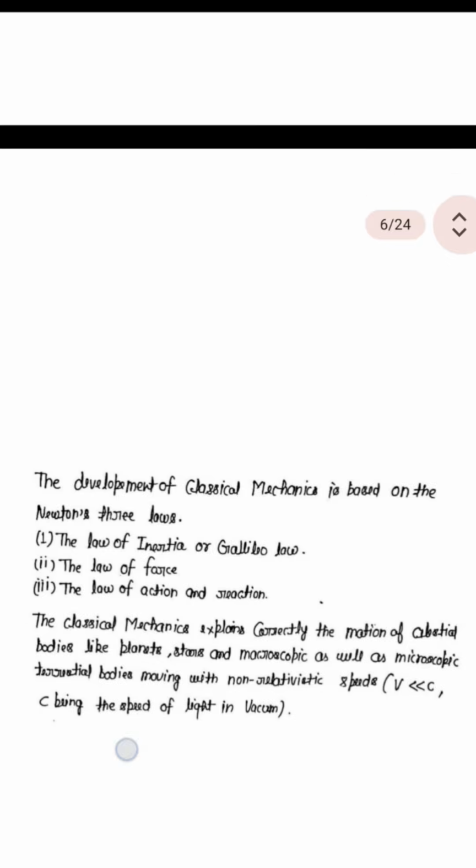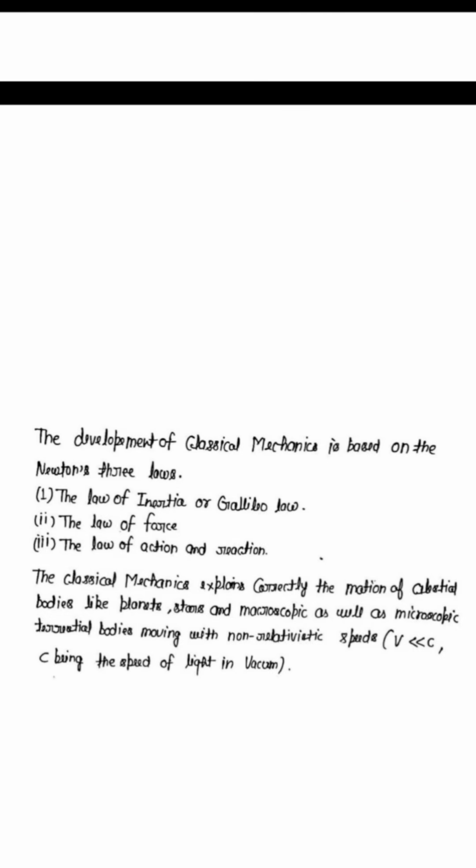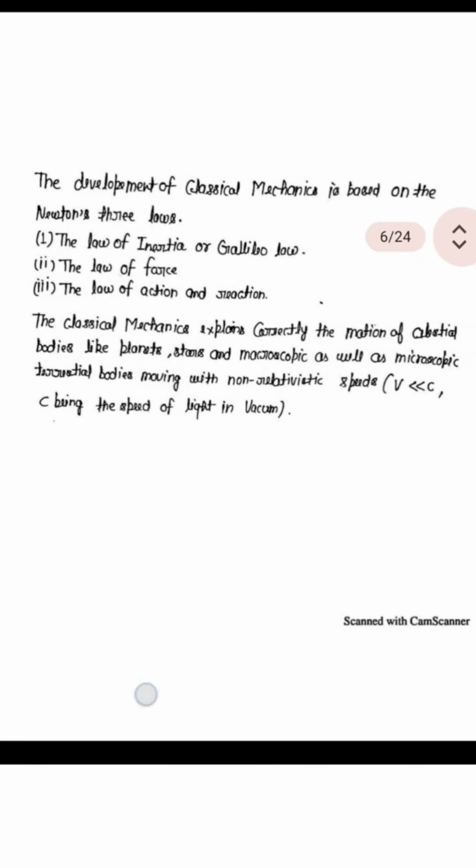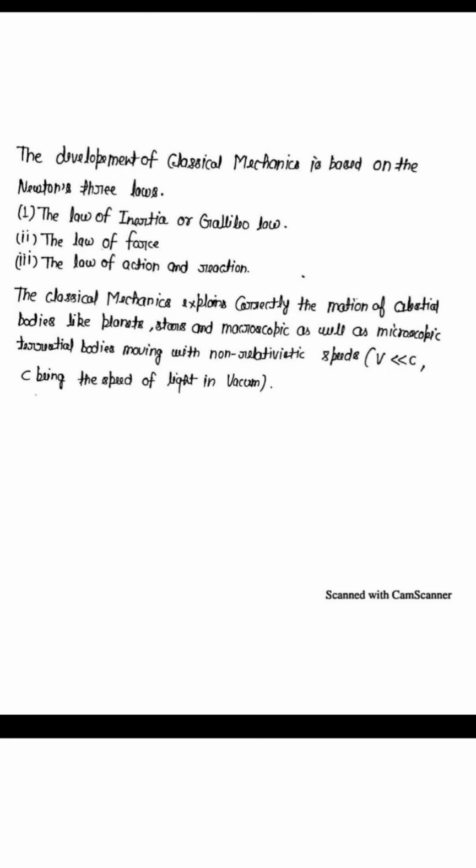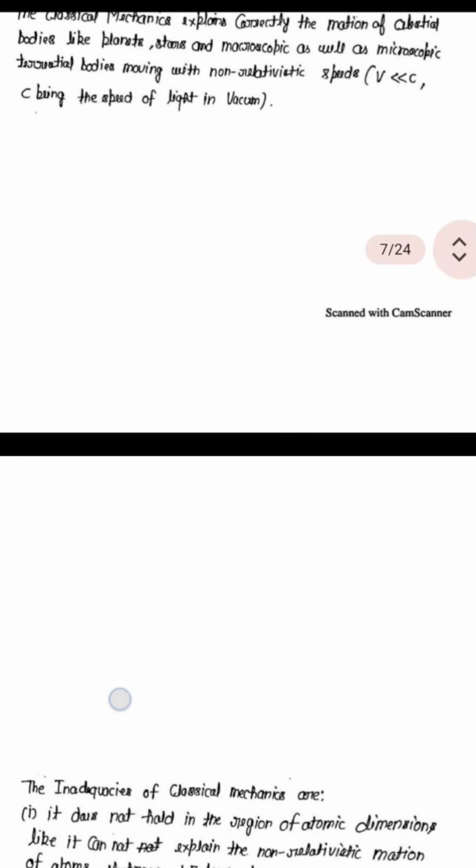dot. The development of classical mechanics is based on the Newton's 3 laws. Number 1, the law of inertia or Galilean law, the law of force and the law of action and reaction. The classical mechanics explains correctly the motion of मतलब जो हमारी celestial bodies like planets, stars and macroscopic as well as micro terrestrial bodies moving with non-relativistic speed v is very much less than c. c being the speed of light in vacuum.